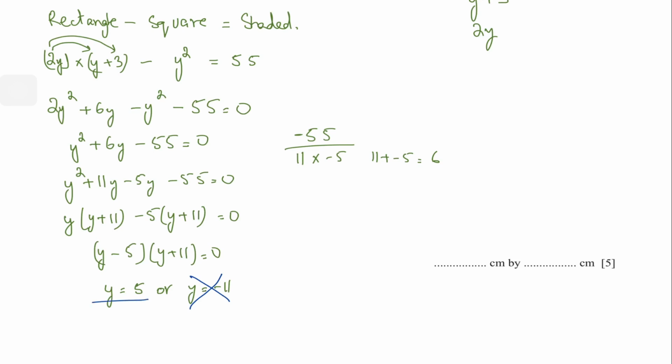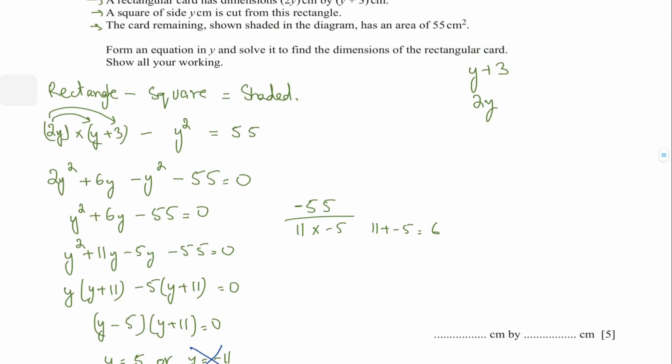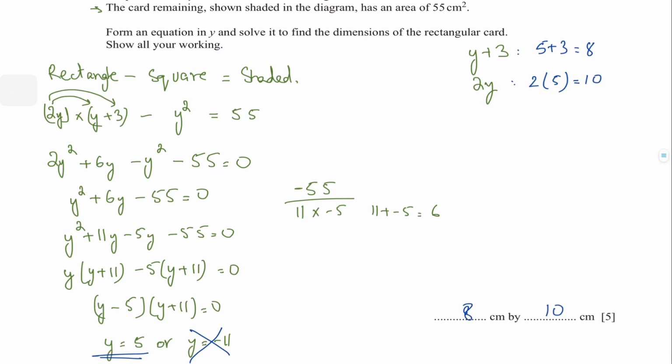So we're going to use this value of y, which is 5, in order to obtain what y plus 3 is. So y plus 3 is going to be 5 plus 3, and that's going to be equal to 8. And 2y plus 3 means that 2 into 5, which is going to be equal to 10. So 8 and 10 are our final answers.